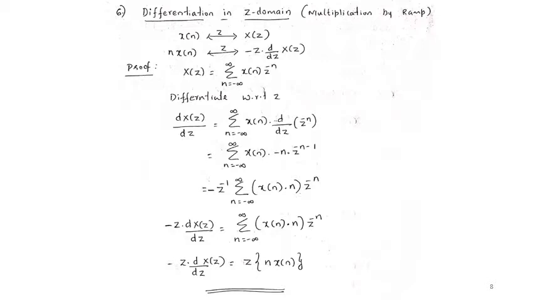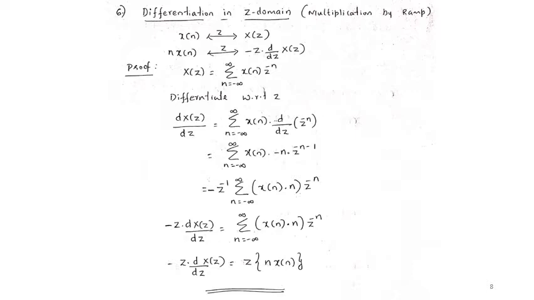The last property we discussed is differentiation in the Z domain. Differentiation in the Z domain is equal to multiplication by a ramp signal. What is the ramp signal? The ramp signal is given by n; its value is n for n greater than or equal to 0 and 0 for n less than 0. And in the Z domain it is a differentiation. So multiplication by a ramp signal results in differentiation in the Z domain, that is, minus z into d by dz of X of z. There will be no change with respect to the ROC of x of n; when we multiply by the ramp signal, there is no change in the ROC of the signal.